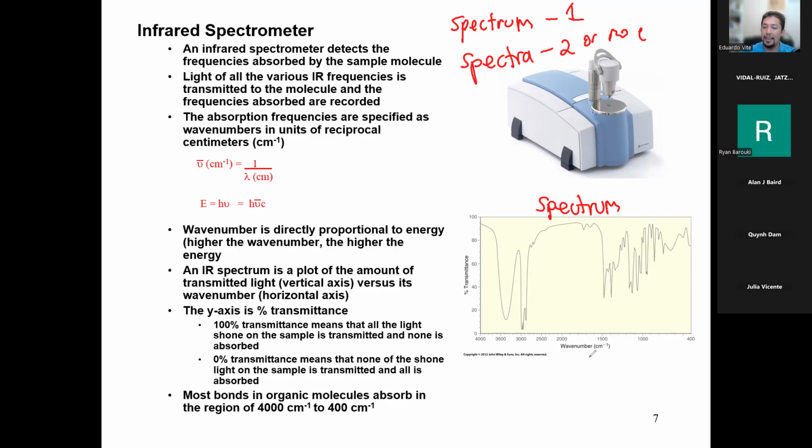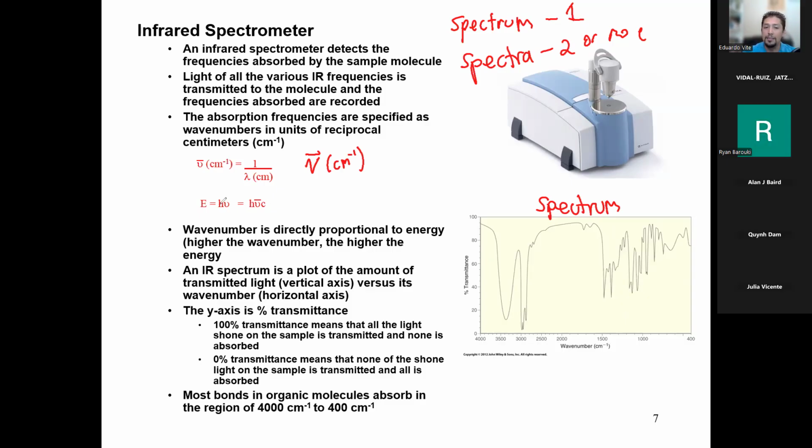Notice on the x-axis, we have something called wave number, right? That's over here in the third point. Wave number is just mu with the bar on the top. The units are centimeters inverse, or inverse centimeters, 1/centimeters. Why? I don't know, man. When they invented this, they thought it was convenient. Everybody accepted it, so we continue to use it, right?